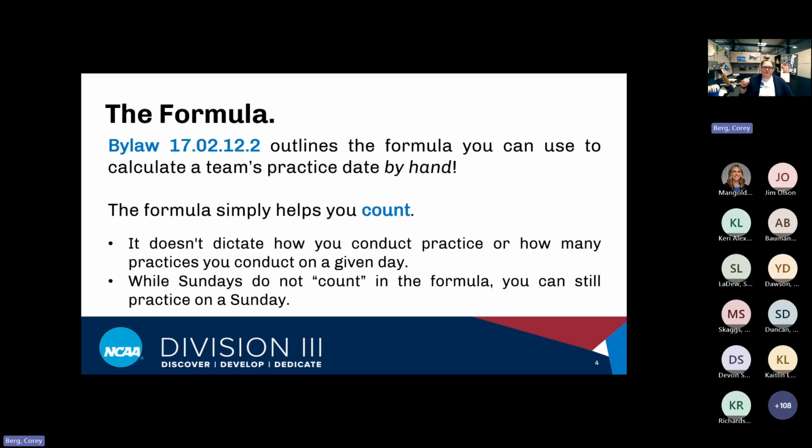So all of the units are part of this formula. They don't actually represent anything about how you can or should or must conduct your season. They're just helping you find that start date. And as you're going to see on the next slide, the formula talks about skipping Sundays. And again, this is all just for counting purposes. It doesn't mean that you can't actually have athletically related activities or practice on Sundays. It's just a formula to get you to that start date.